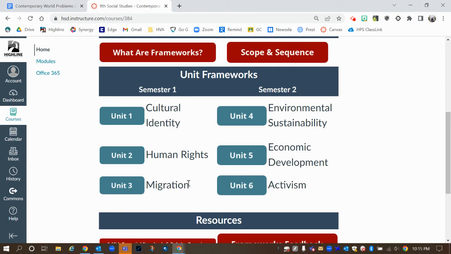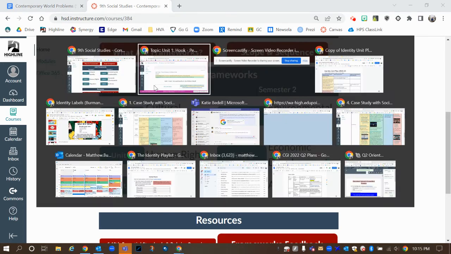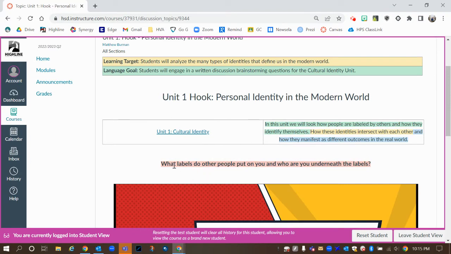So this will be first semester, or I guess second quarter for you guys. The human rights and migration sections, we're actually going to be looking at the war in Ukraine quite a bit. And that'll get started after Thanksgiving. After January, we're going to be looking at environmental sustainability, economic development, and activism. But in order to understand how all these things play out differently for different people, we need to start by understanding cultural identity, and more particularly, we need to start by understanding ourselves.